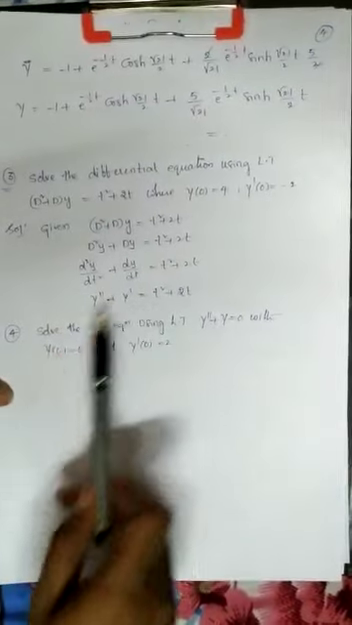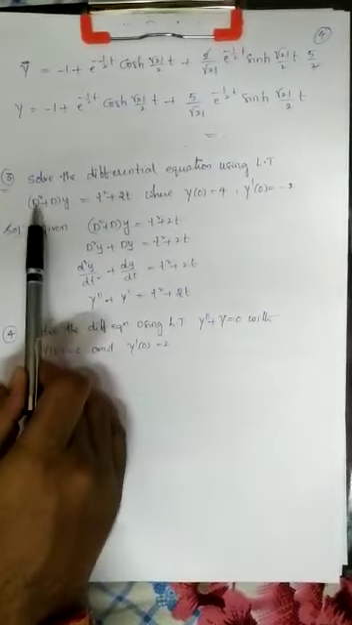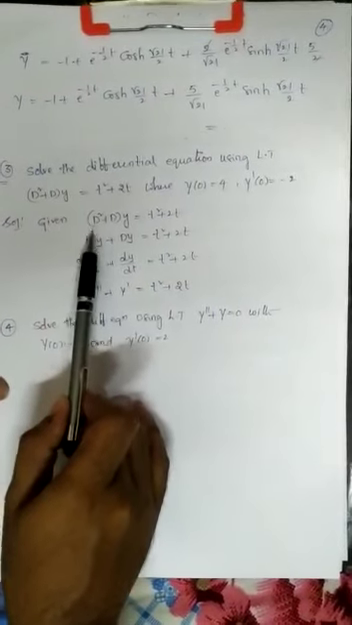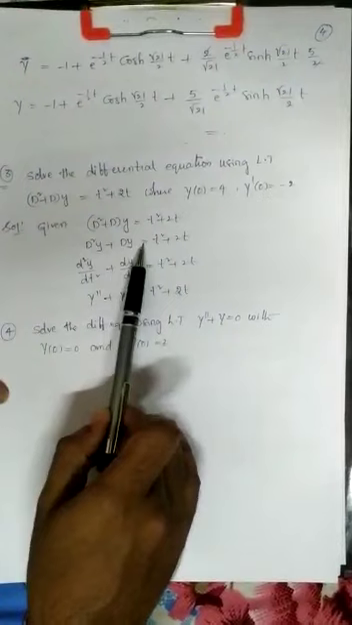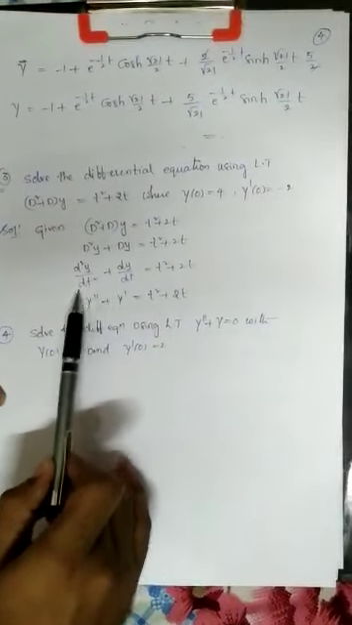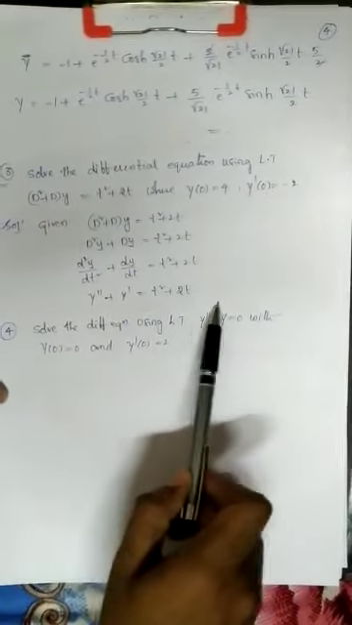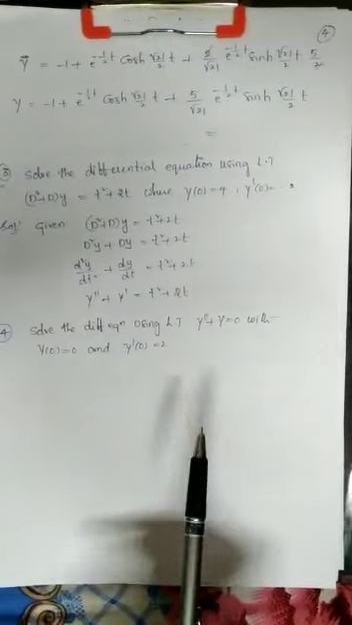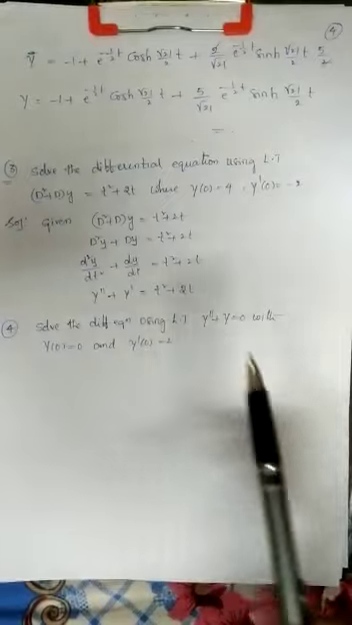Similarly, solve these two problems. In this problem, he has given (D square plus D) into y, so write this as D square y plus D into y. D square y is nothing but d square y by dt square, and here dy by dt, and solve similar to the previous two problems. So with this our last topic is completed and unit 6 is completed.